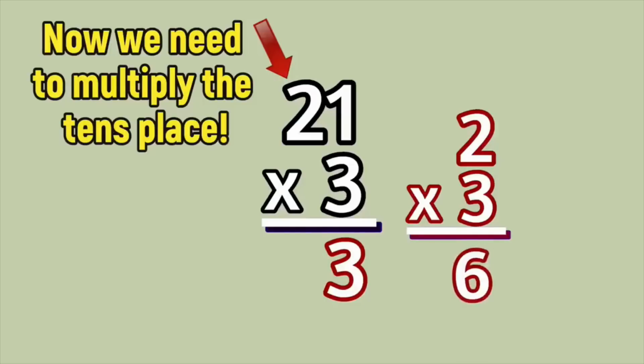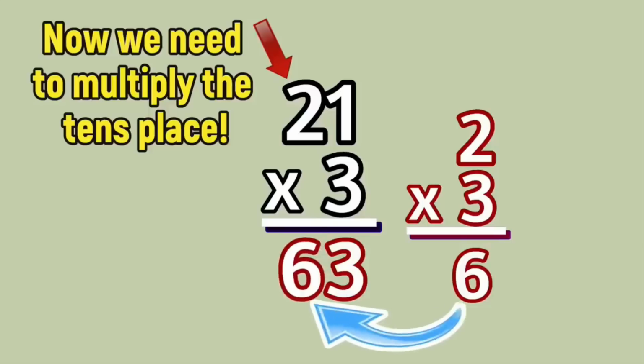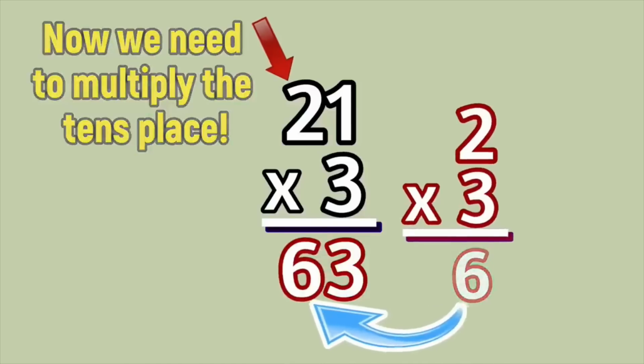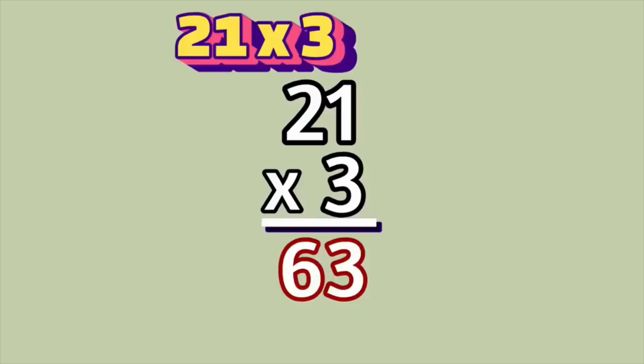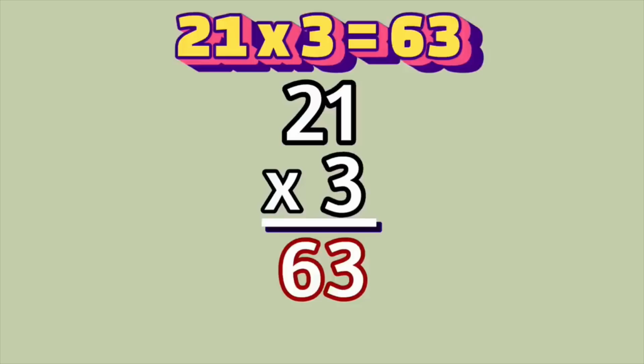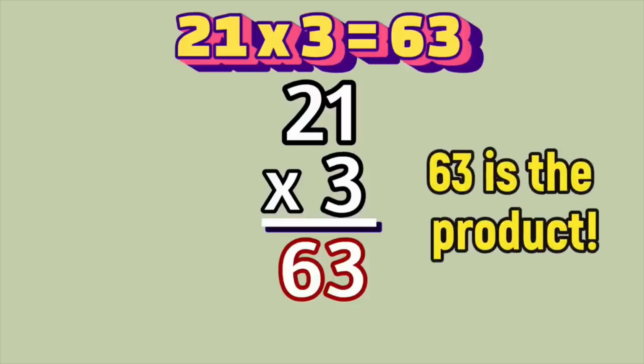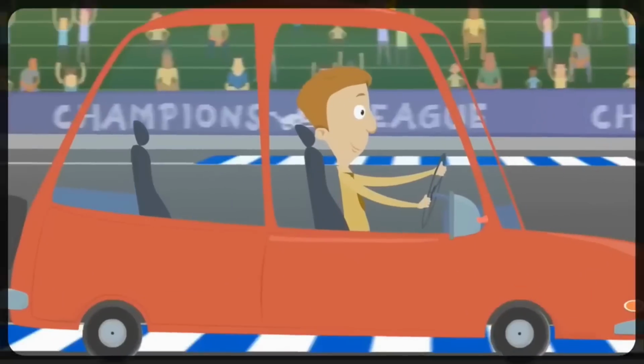You got it, 6. So we'll write the number 6 here in the tens place because we were multiplying the tens. And that's it. We have our answer. 21 times 3 equals 63. 63 is the product. Fantastic.